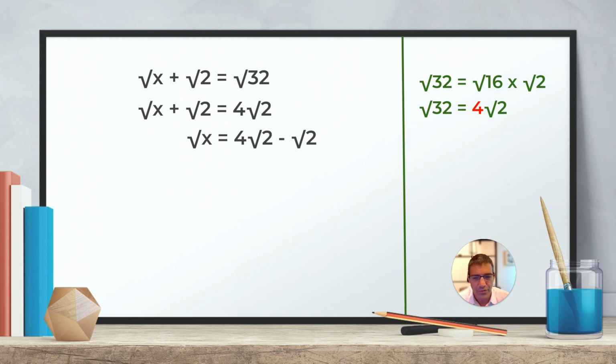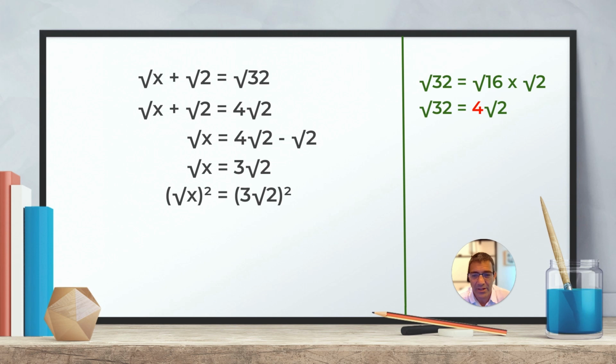And so we have the root of x is 4 root 2 minus 1 root 2. And so 4 minus 1 is 3. And in this case, you'll have the square root of x is equal to 3 root 2. So how do we get rid of square roots? Well, to get rid of a square root, you need to square it. And so this is what we're going to do. We're going to square both sides of our equation.